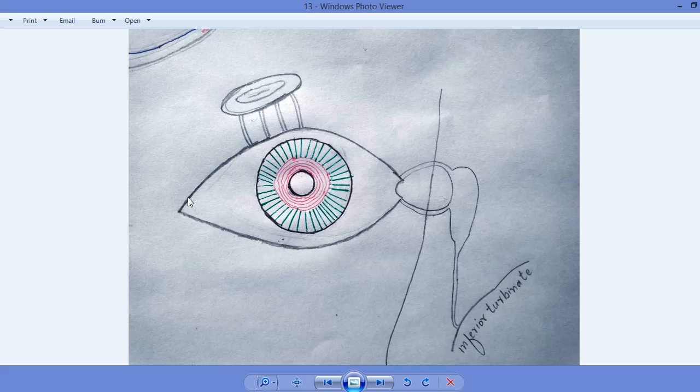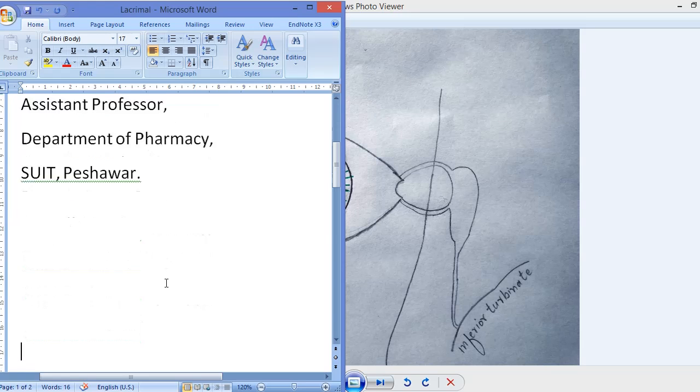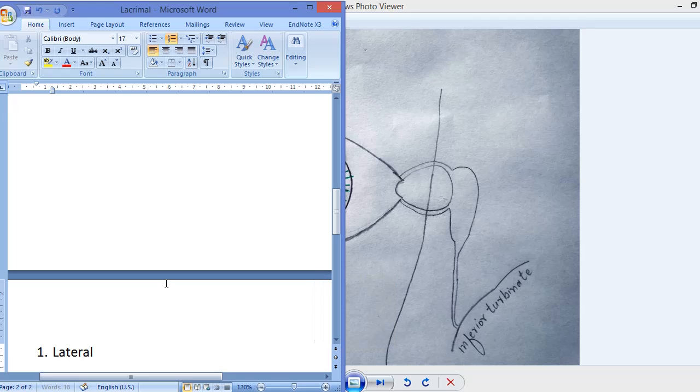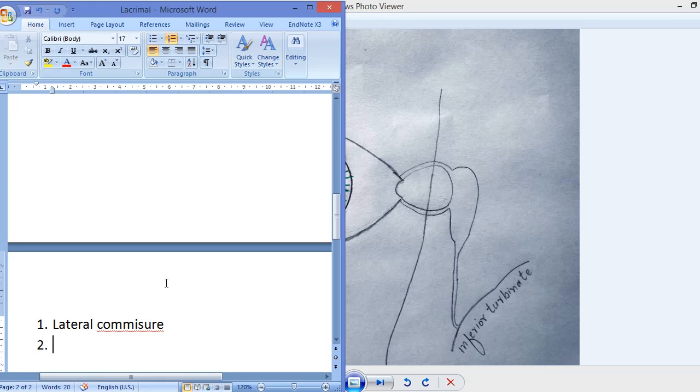This is the lateral side of the eye. This edge is called lateral commissure. While this median side of the eye, where the two palpebra or two eyelids meet, that point is called median commissure. I'm going to write it. One is a lateral commissure, just like the commissure of lips, and the other is median commissure.